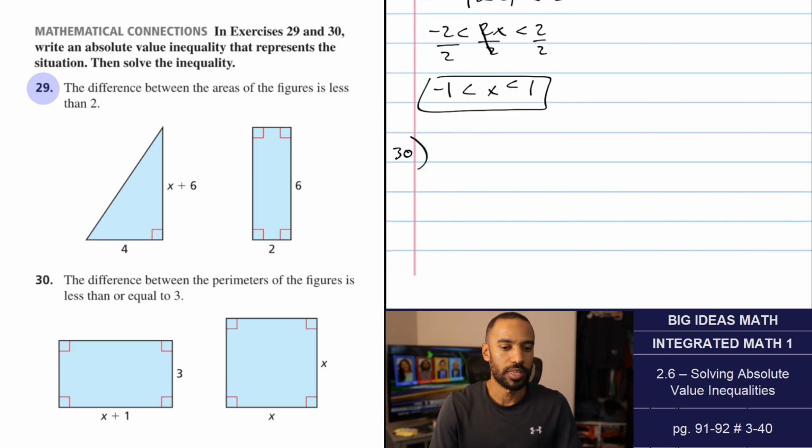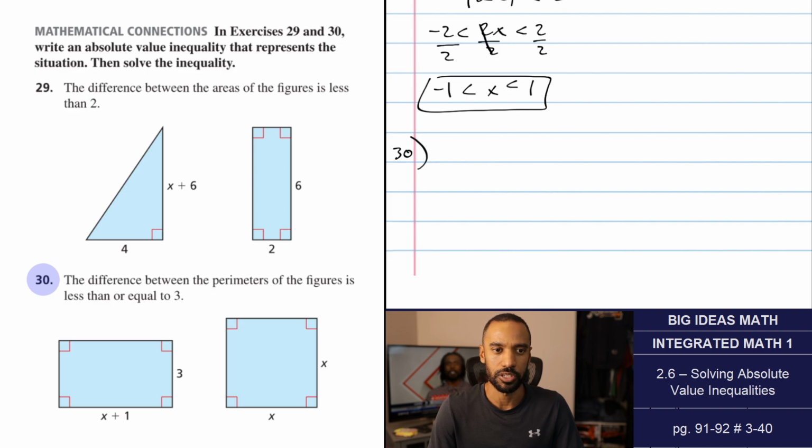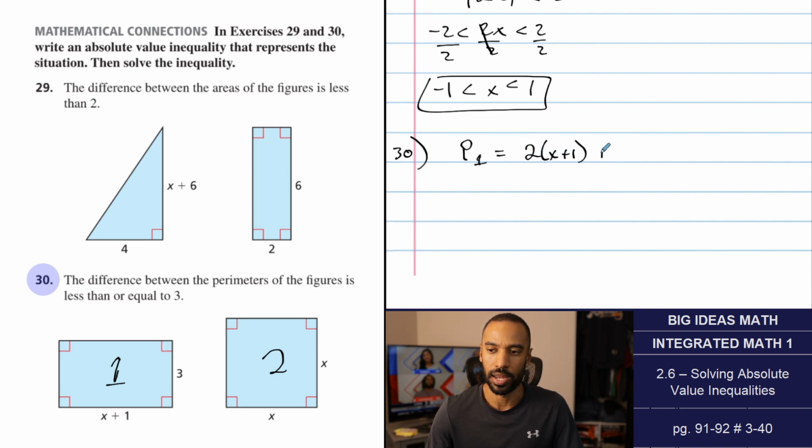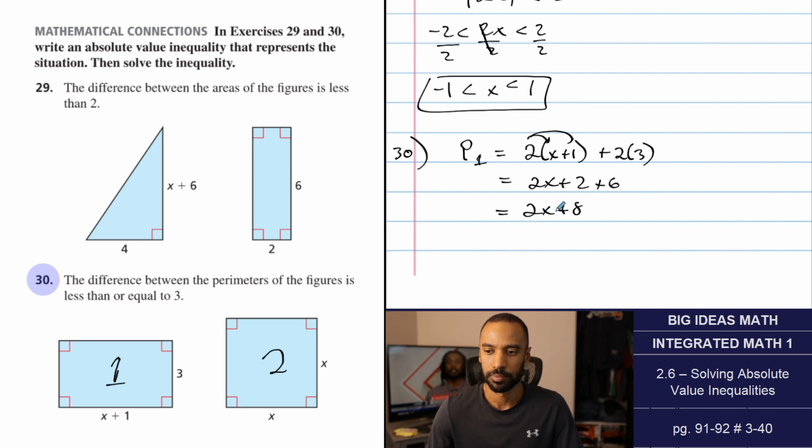The difference between the perimeters of the figures is less than or equal to 3. So let's write the two perimeters here. I'll call this object 1 and object 2 just to get them started. So the perimeter of object 1, it's actually probably harder to write. This is a rectangle, so there are 2 lengths of x plus 1 and 2 lengths of 3. 2 times that quantity is 2x plus 2, and then we add a 6, which is 2x plus 8.